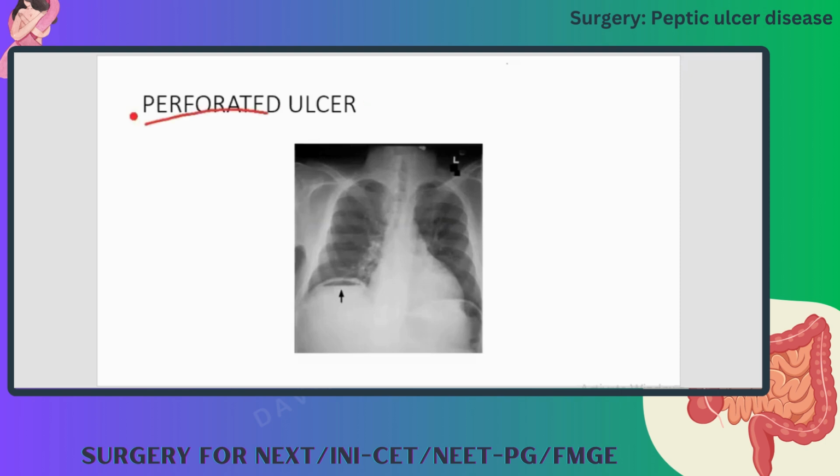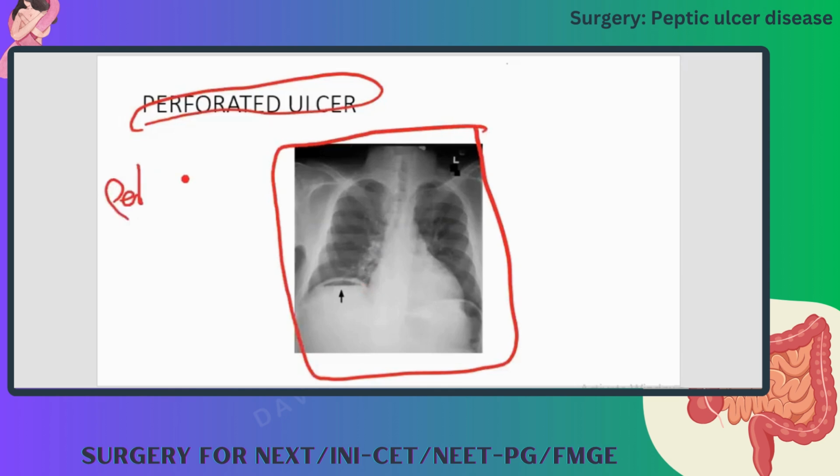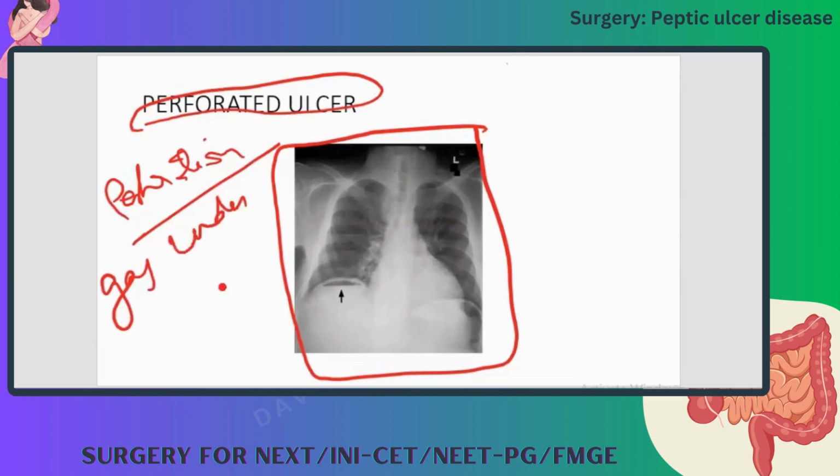And look at this image carefully. What is this? Perforation. Very good. How did you identify it as a perforation? Gas below the diaphragm. That is the answer I want. Gas under the diaphragm.